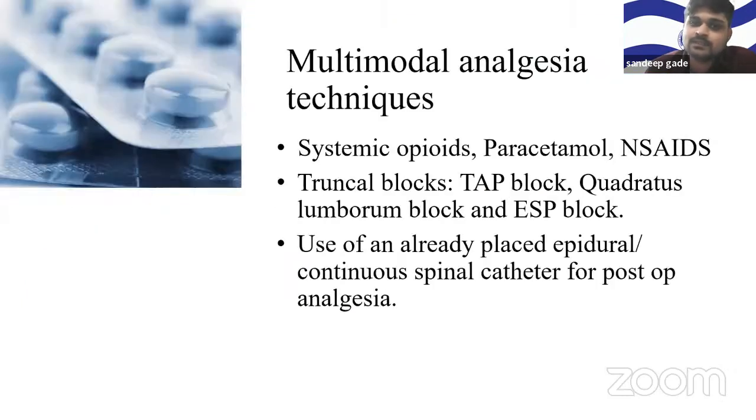Under the multimodal analgesic techniques, we can go for systemic analgesics such as opioids, paracetamol, or NSAIDs. We can use truncal blocks such as transversus abdominis plane block, quadratus lumborum block, and erector spinae plane block. If an epidural was already present, or if we have used a continuous spinal catheter for analgesia or anesthesia, we can use the same catheters for postoperative analgesia as well.